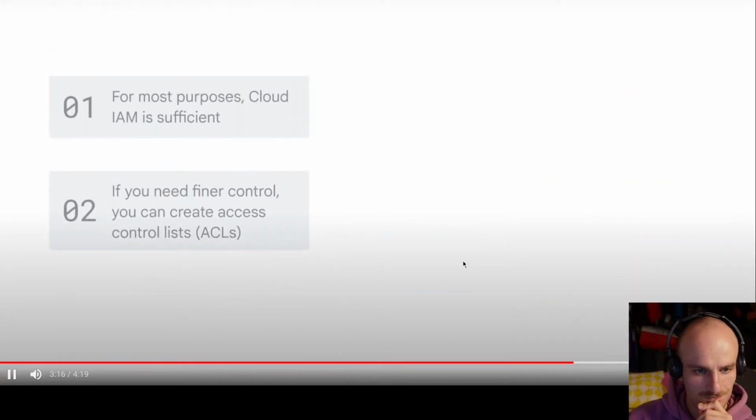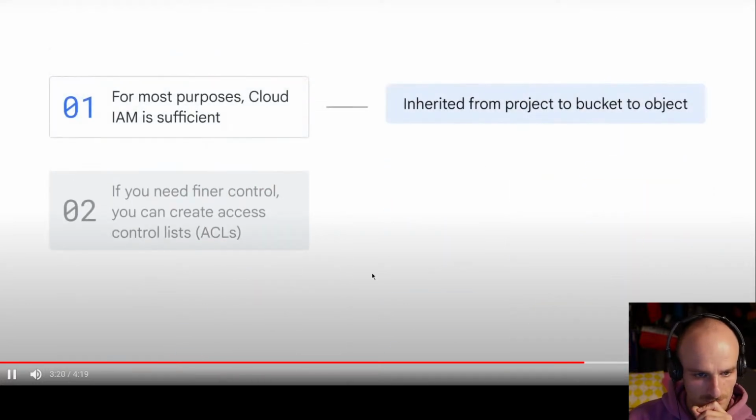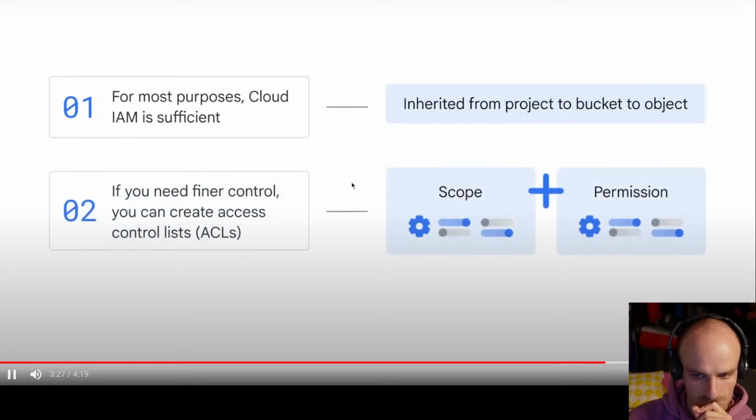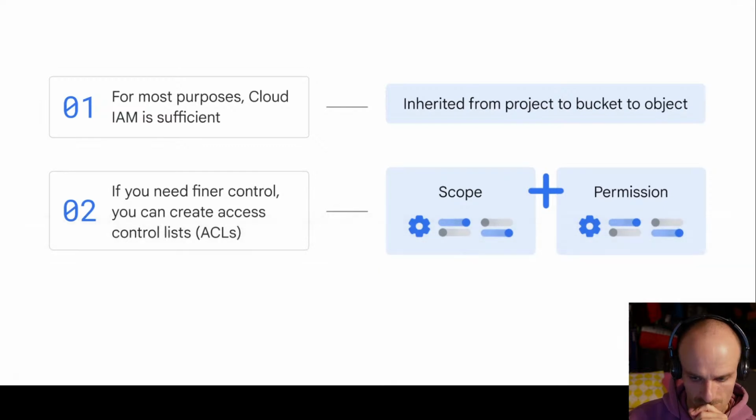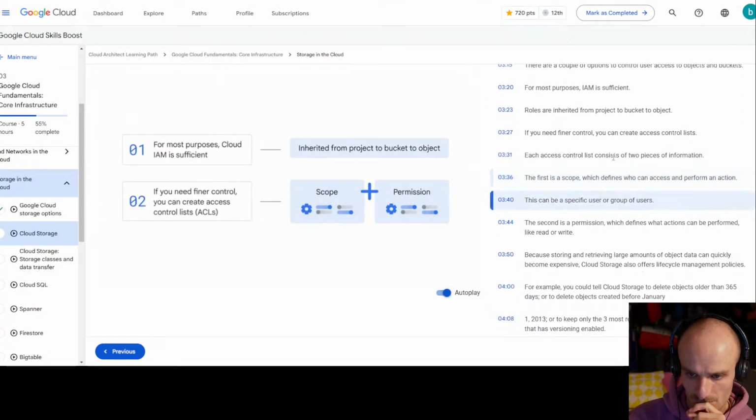There are a couple of options to control user access to objects and buckets. For most purposes, IAM is sufficient. Roles are inherited from project to bucket to object. If you need finer control, you can create access control lists. Each access control list consists of 2 pieces of information. The first is a scope, which defines who can access and perform an action. This can be a specific user or group of users. The second is a permission, which defines what actions can be performed, like read or write.